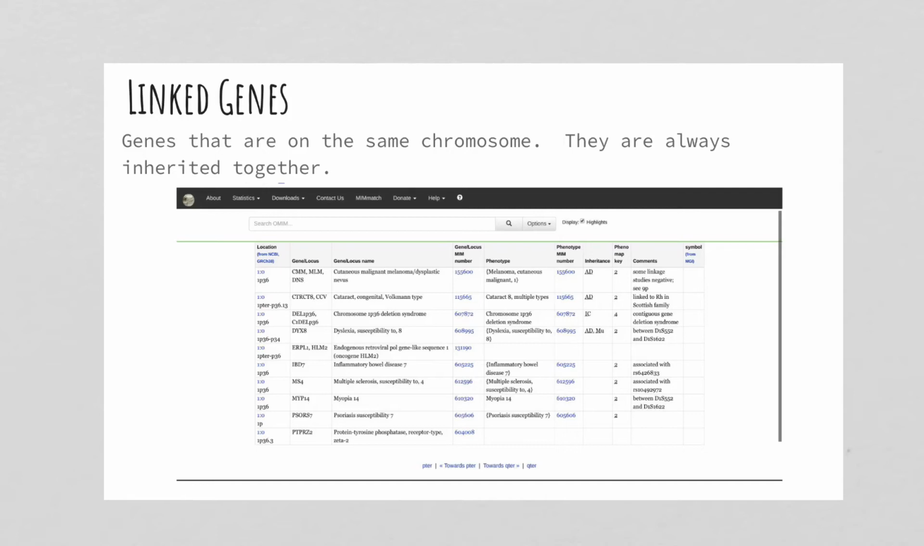I shouldn't say always. Let me just highlight that. It's not always. I'm going to change that to frequently inherited together.